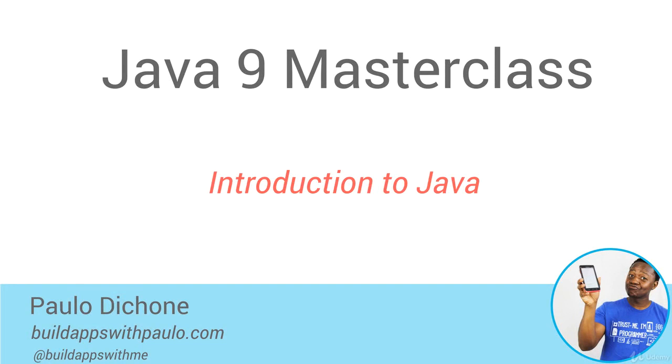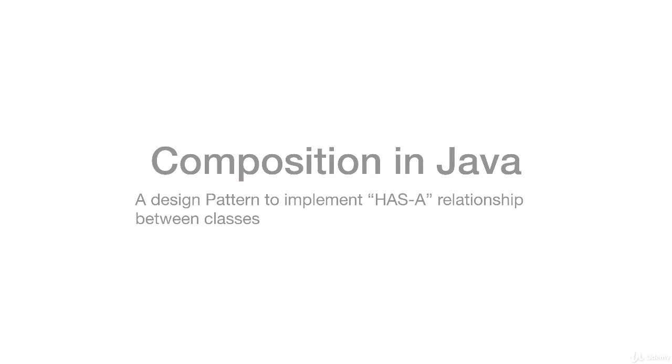In this video, we're going to talk about a pattern that we use to relate our classes. This design pattern is called composition. So we use this design pattern to create a relationship between our classes, in this case, to implement a has-a relationship between classes. What I mean by that is the following.